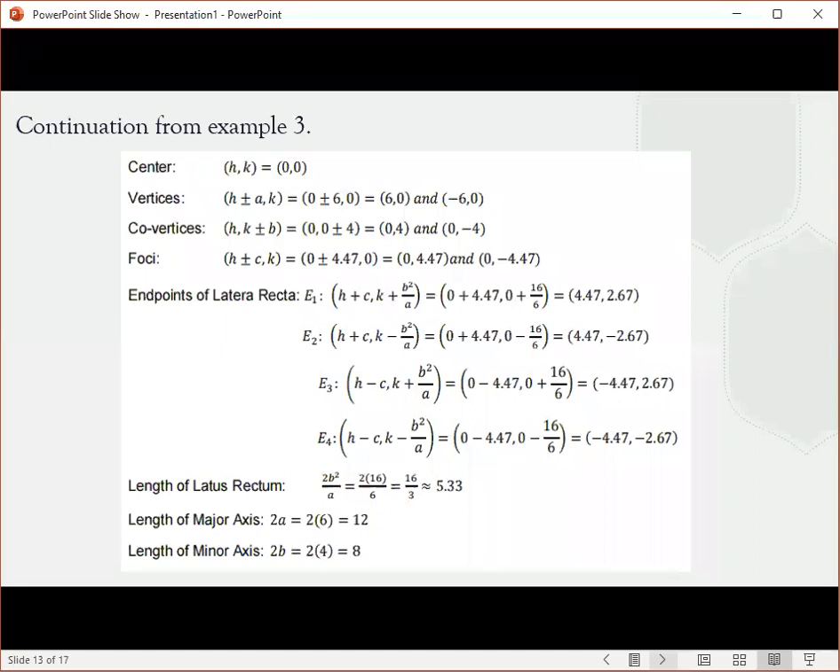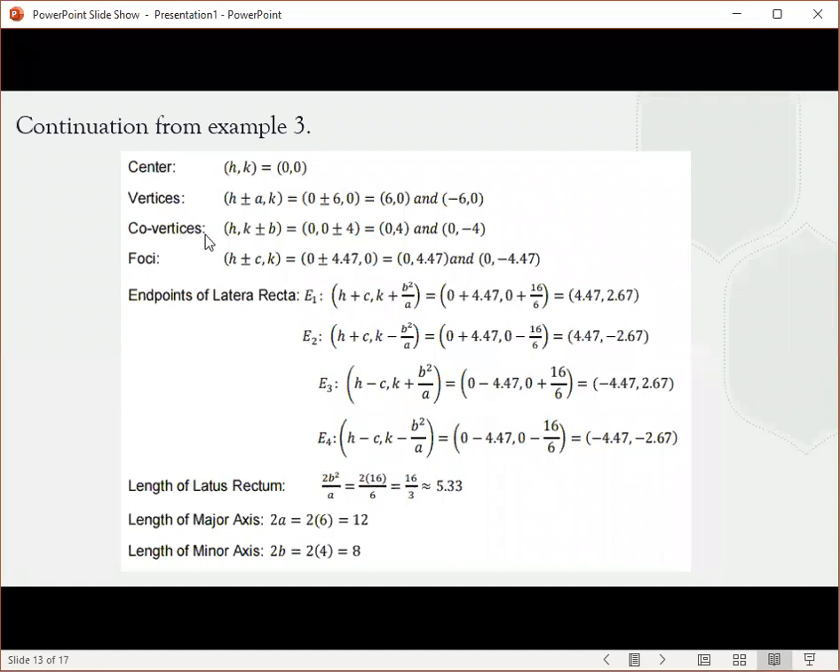The vertices, you'll have here H plus or minus A and K. So again, H is 0, A is 6, B is 4, C is 4.47. All you need to do is to just simply substitute all those 5 numbers here. So H plus A, 0 plus 6, you'll get 6 and 0. That's your H plus A and K. Next, H minus A or 0 minus 6, you'll get negative 6 and 0. So these 2 points are the vertices of your horizontal ellipse.